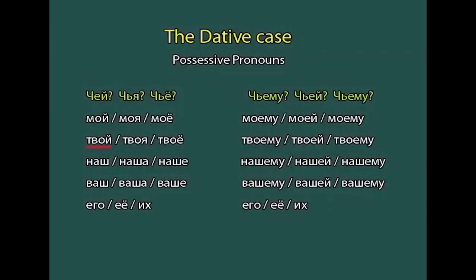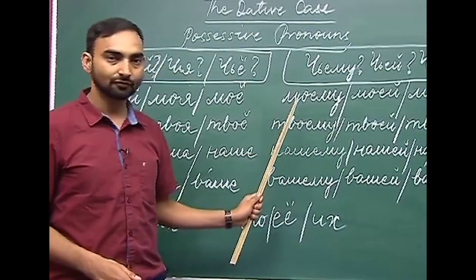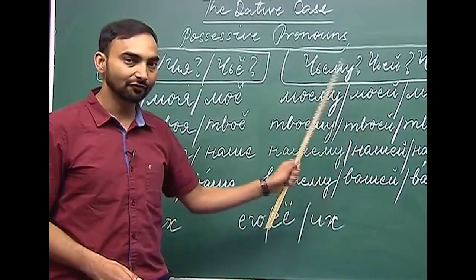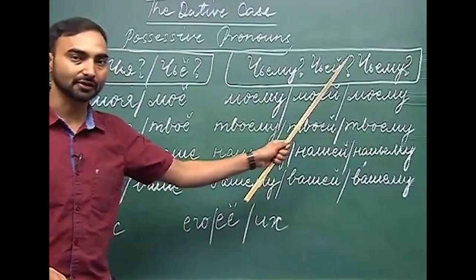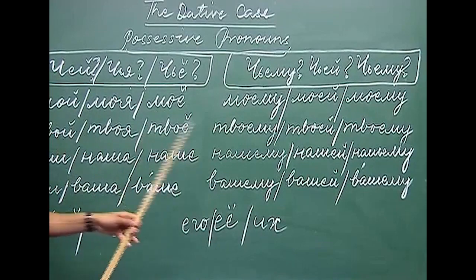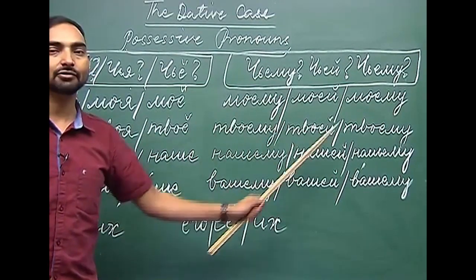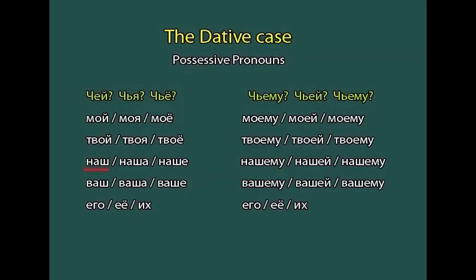Similarly, tvoi, which is the masculine form in the nominative case, tvaya, the feminine form, and tvayo, the neuter form in the nominative case, will become tvaimu for masculine, tvayei for feminine and tvaimu for neuter. So, tvoi, tvaya, tvayo, tvaimu, tvayei, tvaimu. The next is nash, which means ours. Nash masculine, nasha feminine and nashe neuter.